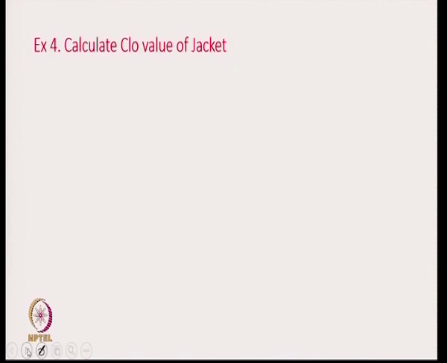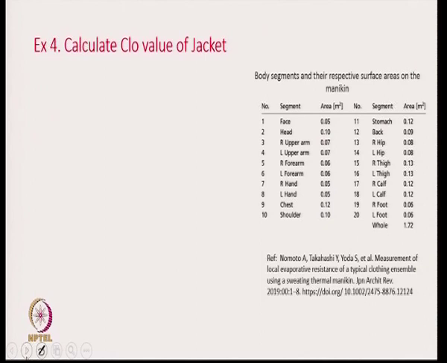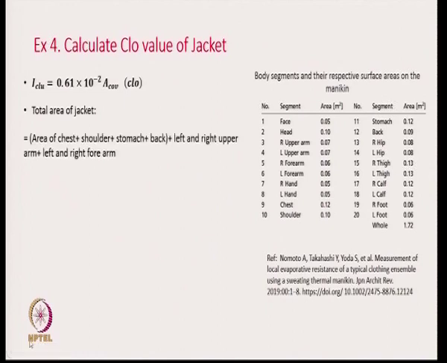Then another example: calculate the clo value of a jacket. Let us say we want a jacket and we want to know what is the clo value of the jacket. So, if I think of a jacket, what should be the clo value of a typical jacket? Now, on the right hand side a table has been given, where again from the mannequin these areas of different parts of the body are shown here, 1, 2, 3, 4, 5, 10 up to 20 different parts of the body. The areas are given here, and this was taken from a research paper by these persons, and we make use of this, let us say in this case.